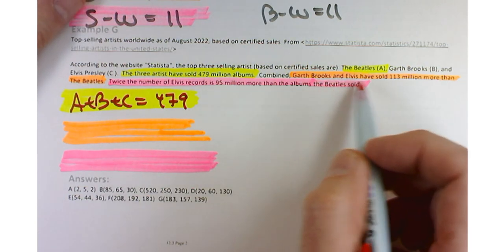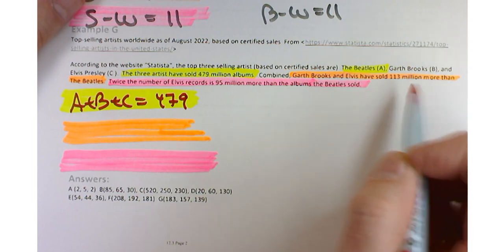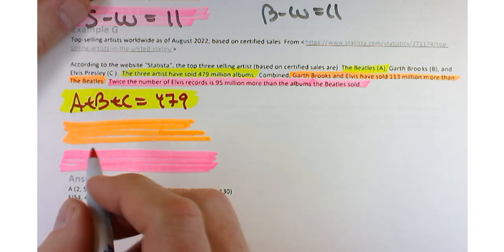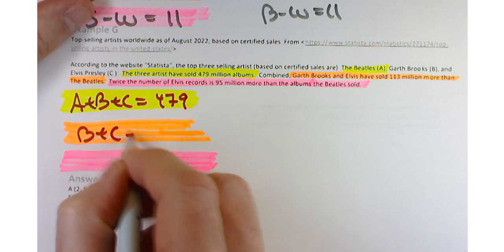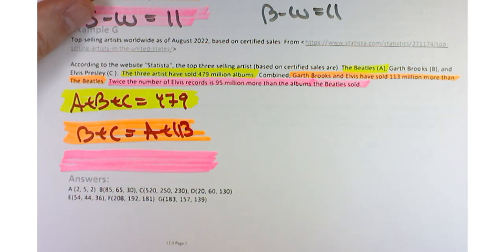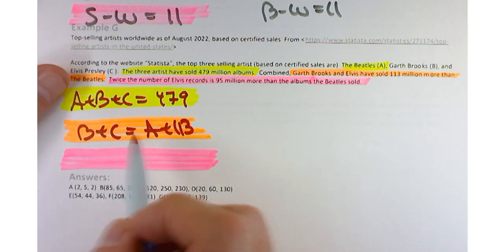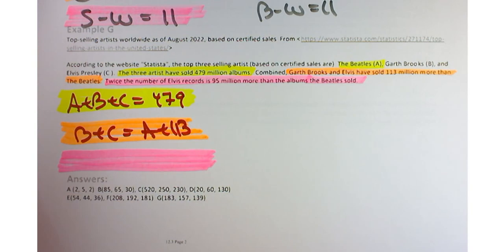Silas, how about this one? Garth Brooks and Elvis have sold 113 more million than the Beatles. I wrote B plus C equals A plus 113. Perfect. Garth Brooks plus Elvis have 113 million more than the Beatles. Awesome. I need one last equation.